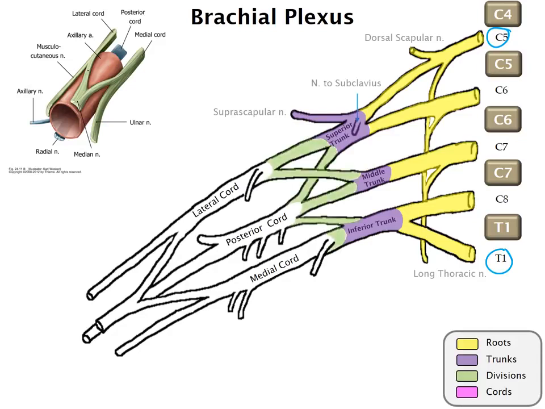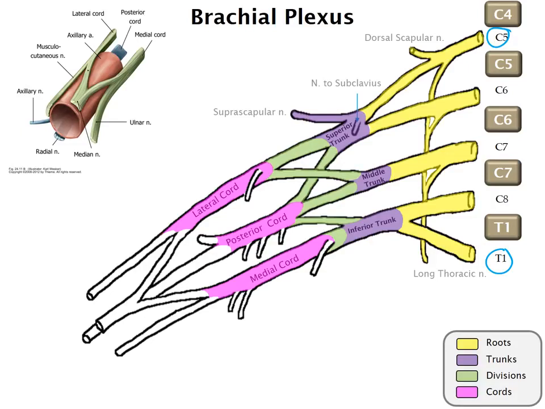Each of the trunks in purple give rise to an anterior and posterior division. All of the posterior divisions unite to form the posterior cord, and the anterior divisions of the upper and middle trunks form the lateral cord, while the anterior division of the inferior trunk is continuous with the medial cord. When you consider this organization from an embryology perspective, the anterior divisions will supply the flexor compartments of the arm and the forearm, while the posterior divisions will supply the extensor compartments.